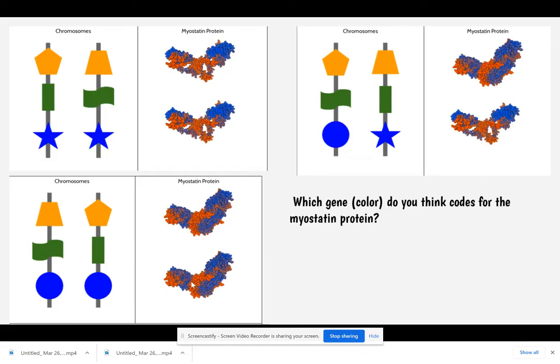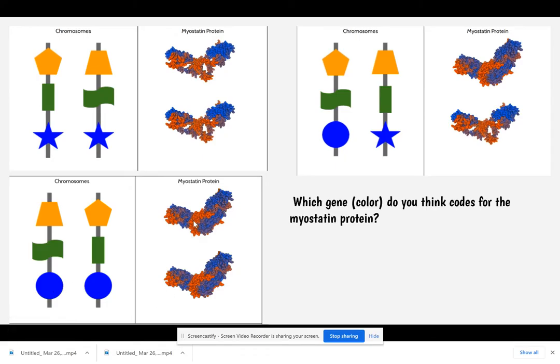Let's look at the fully formed ones. They are both the same. If I look at these two genes, they are different alleles, so they probably don't match. And if I look at these two genes, they are also different alleles, so they probably don't match. But if I look at these two, they are the same allele.